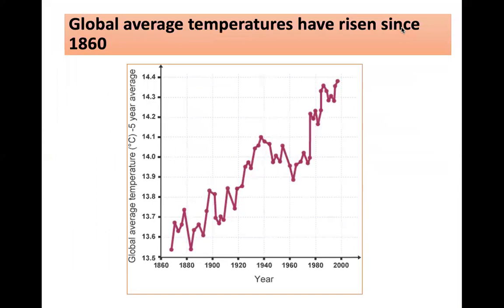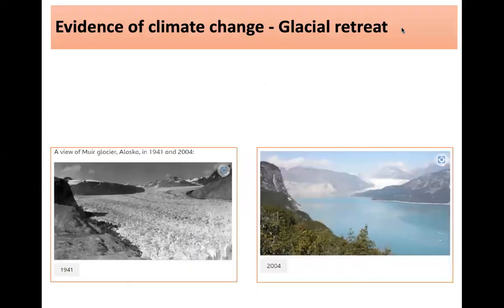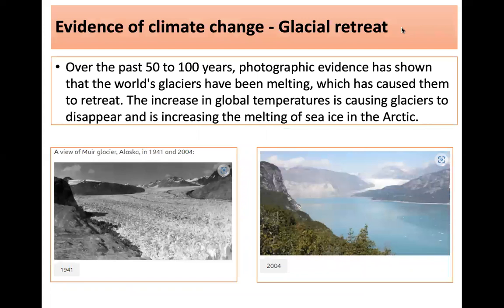So this is a graph of our global average temperatures and how they've risen since 1860, when our records began. And you can see the graph goes from 13.5 degrees all the way up to 14.4. And it is a positive correlation with time. Have a look at this evidence.